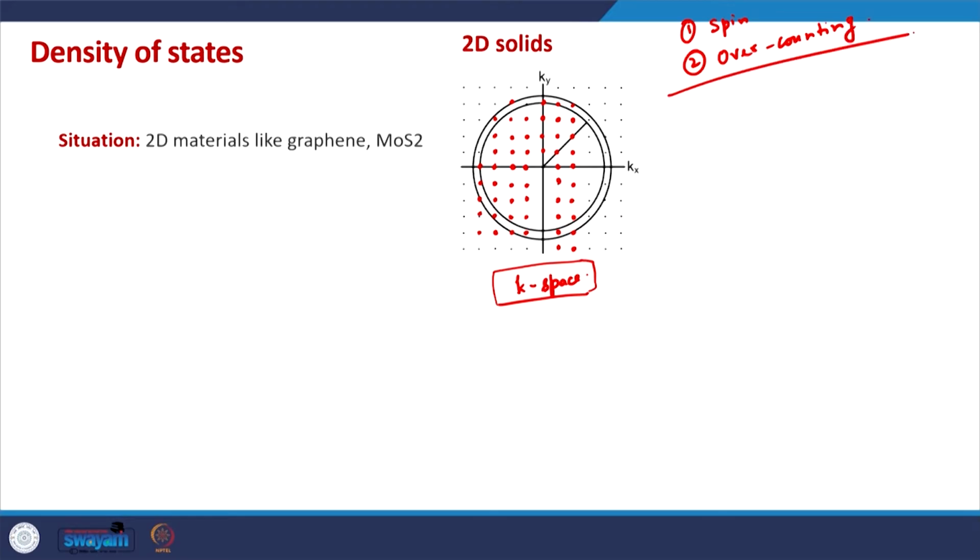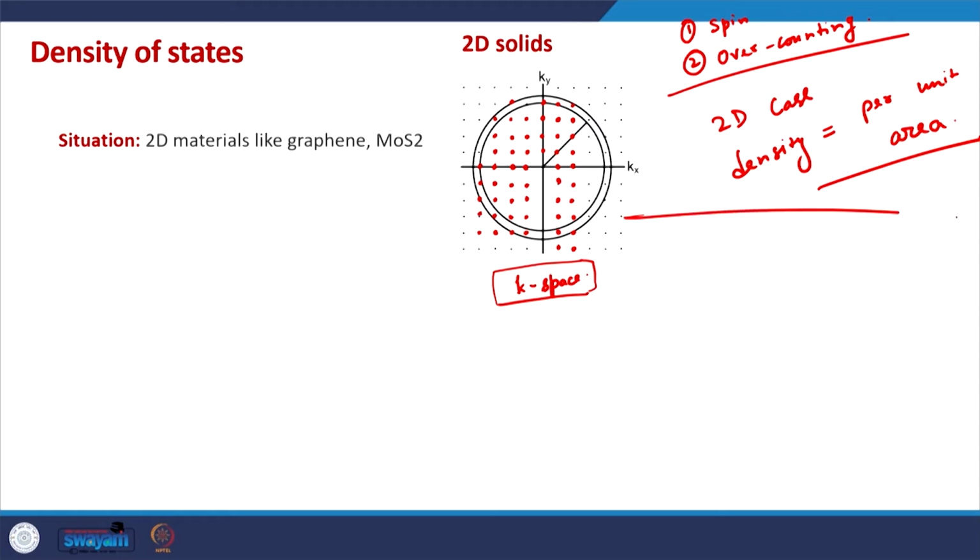So, here in order to now find out the density of states, we need to calculate the number of k points in K space, and we need to find out the density of allowed k points in the K space. In a 2D case, density will essentially mean per unit area. In the 3D case it was per unit volume.